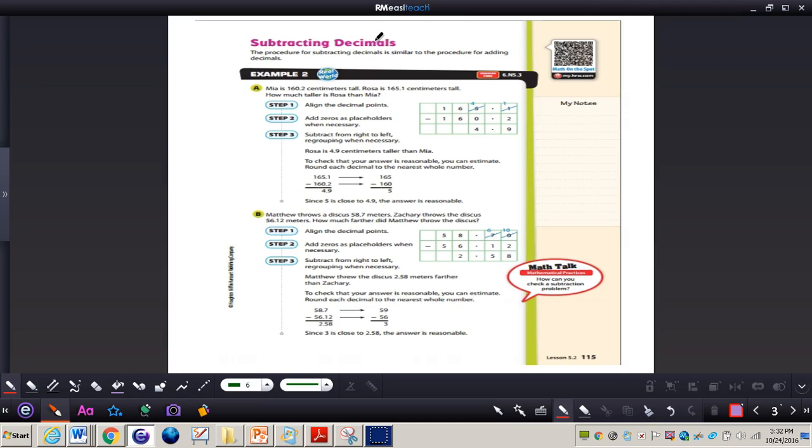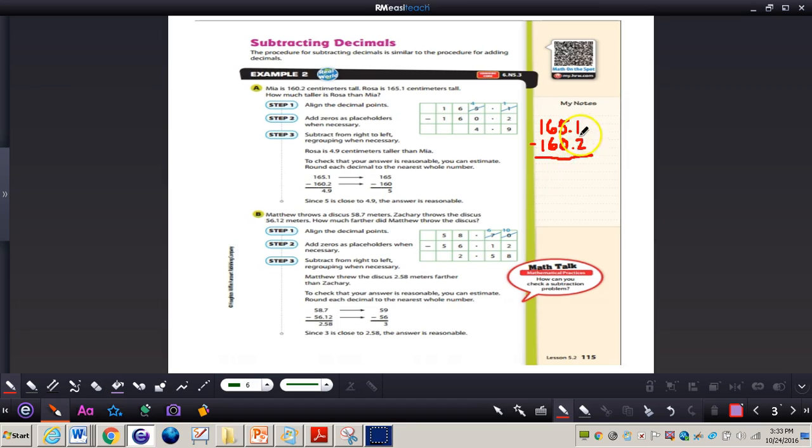So first thing that you want to do, well, we have a problem here. Maya is 160 and 2/10 centimeters tall. Rosa is 165 and 1/10 centimeters tall. How much taller is Rosa than Maya? And whenever you're comparing things, you always need to subtract. So we have 165 and 1/10. So I'm just going to write this out for you. So 165 and 1/10. So we're subtracting decimals now. And then we're going to subtract 160 and 2/10. So you can see I've lined up the decimal, and we're going to subtract.